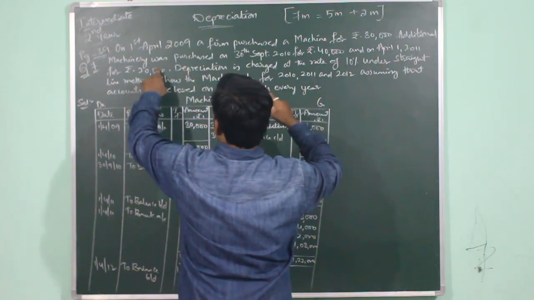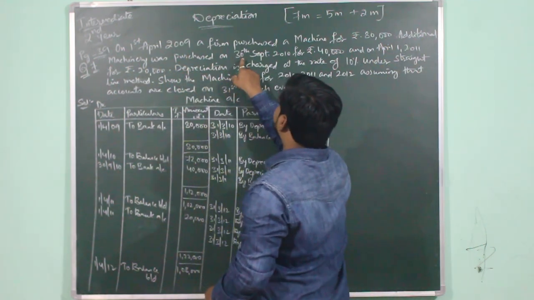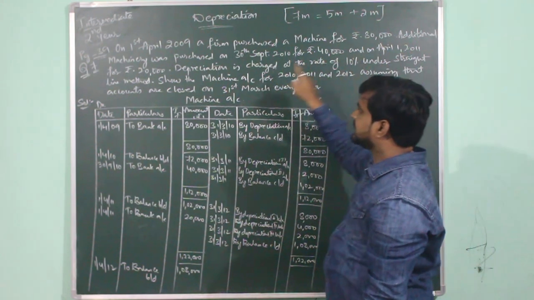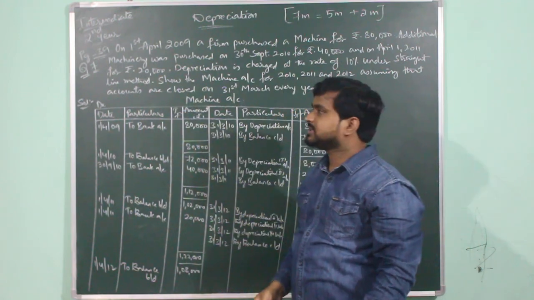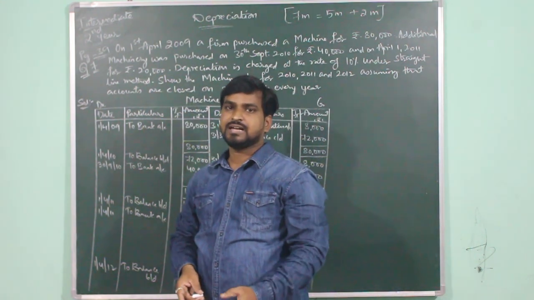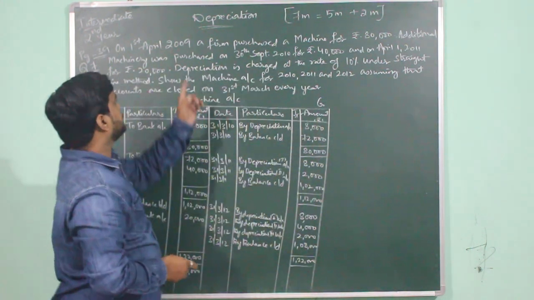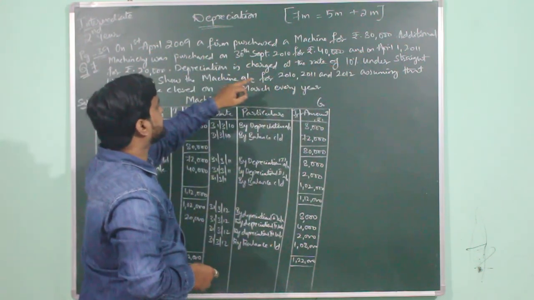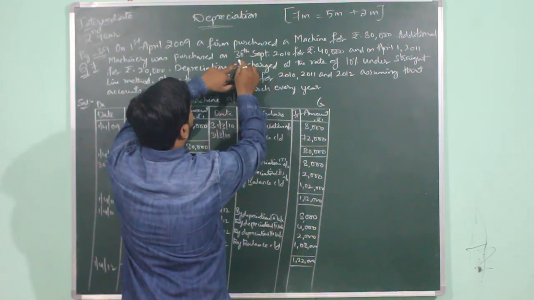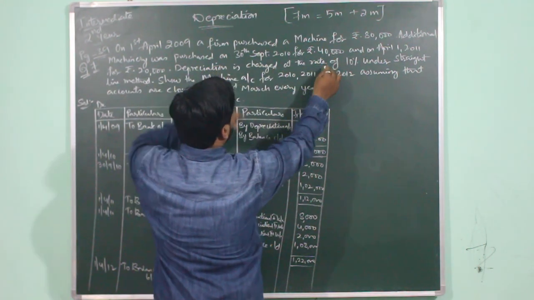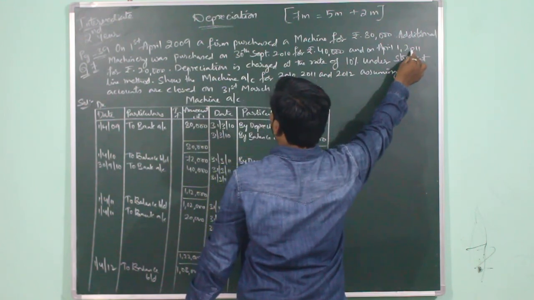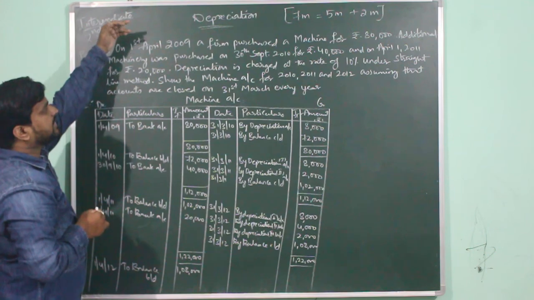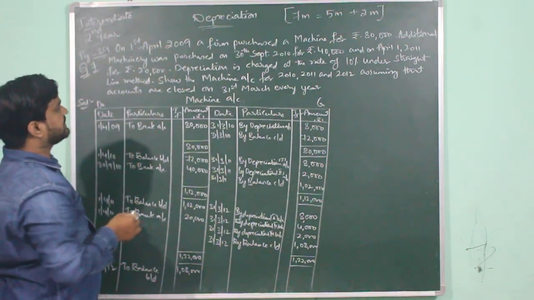Additional machinery was purchased on 30th September 2010 for rupees 40,000 and on April 1st 2011 for 20,000. So here the business firm is purchasing 3 machines. One in the year 2009 on April 1st for rupees 80,000, and second machine they are purchasing in the year 2010 on 30th September for rupees 40,000, and another machinery in the year 2011 on 1st April for rupees 20,000. So here the firm is having 3 machines in 3 different years.